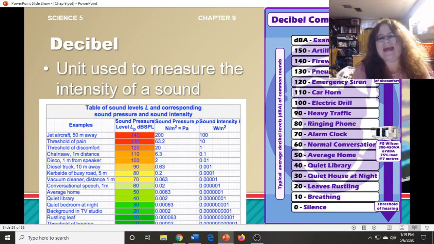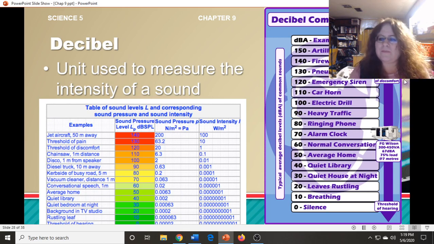A quiet house at night is 30 decibels because there's always a little bit of sound, even when the house is quiet. Quiet library is 40. The average house, 50. Normal conversation, my voice talking, 60. Alarm clock, 70. The phone ringing, 80. Heavy traffic, 90. An electric drill, 100. Car horn, 110. Emergency siren, 120 decibels.